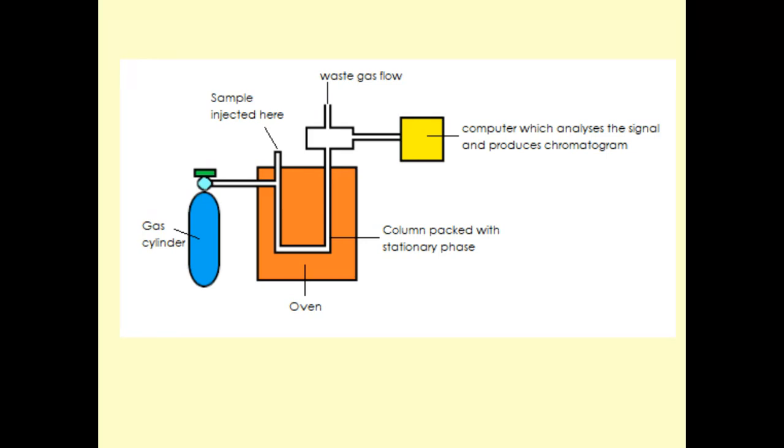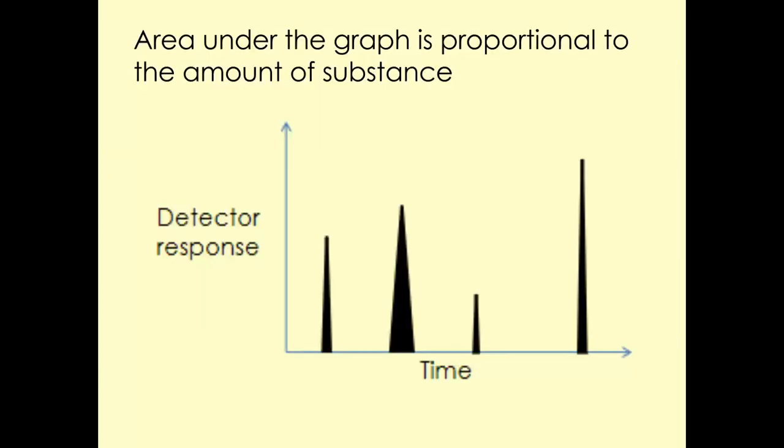So you have a waste. The waste gas has to go out of the system, and as the gases come out, they're analysed by a computer that analyses the signal and produces a chromatogram. And the chromatogram looks like this. It will give you a detector response to say how much of that substance you've got. And it will also give you a time, sometimes called the retention time or the travel time. It's how long it's taken to get through that column. And the important point here is that the area under the graph is proportional to the amount of substance. So the bigger the peak, not just the height but the broadness as well, means that there's more of that substance in that sample.